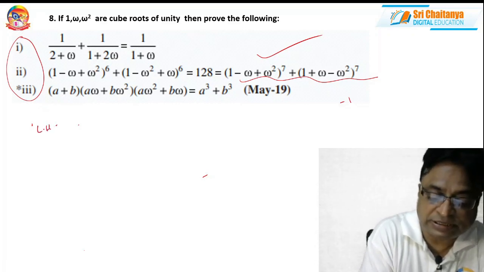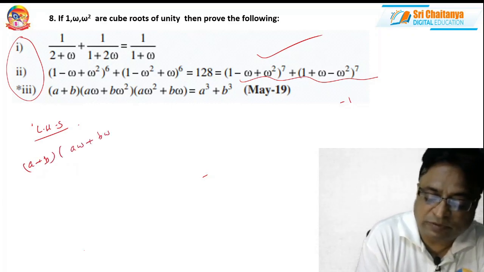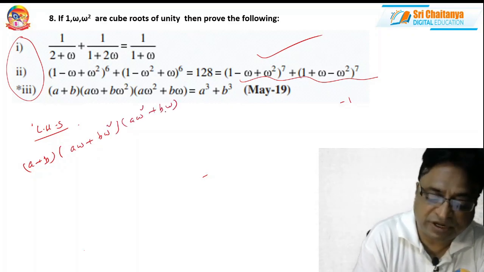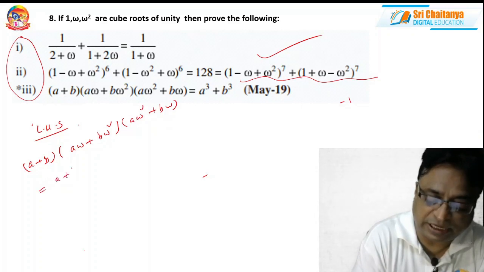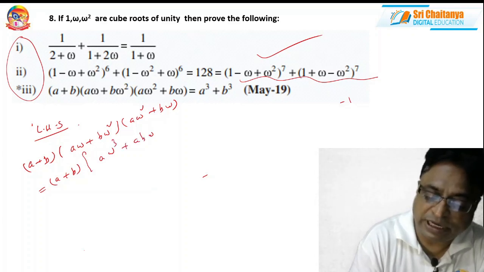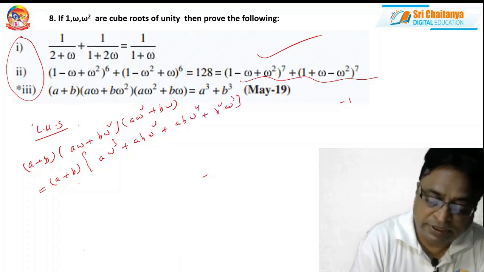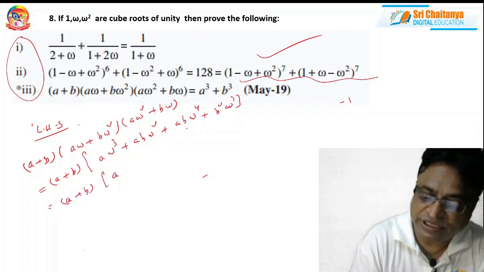Now LHS. This is (A plus B) into (A omega plus B omega square) into (A omega square plus B omega). What I'm doing is keeping A plus B like this. Now you just multiply this. This is A omega cube plus AB omega square plus AB omega power 4 plus B square omega cube. So this is A plus B into, this is A omega cube, which is A.